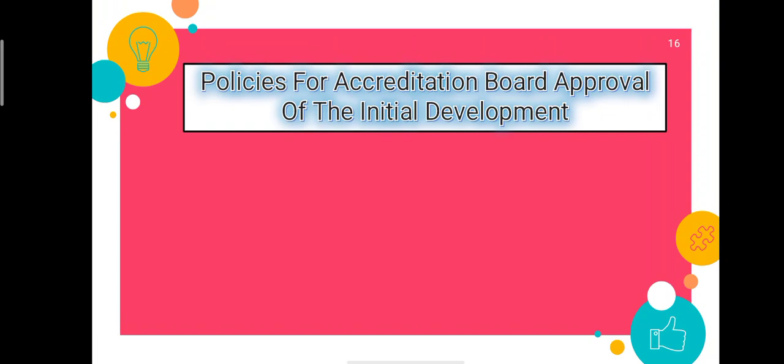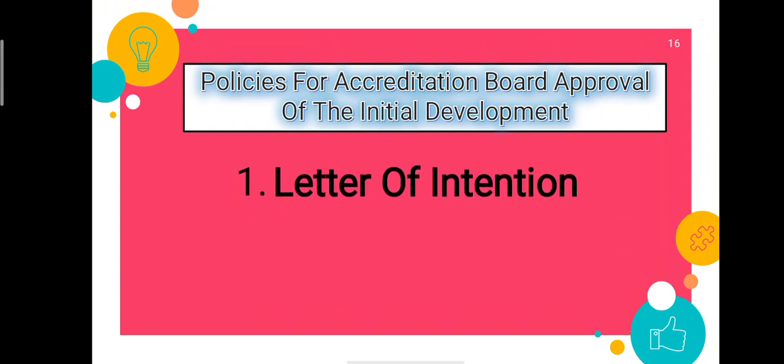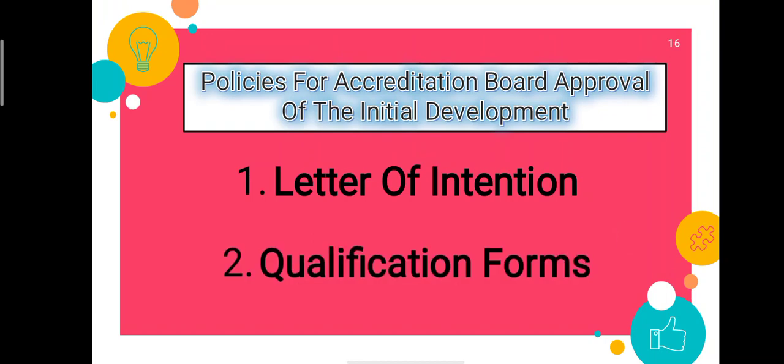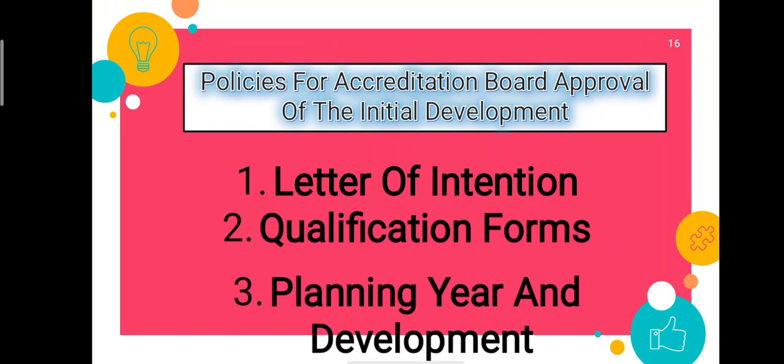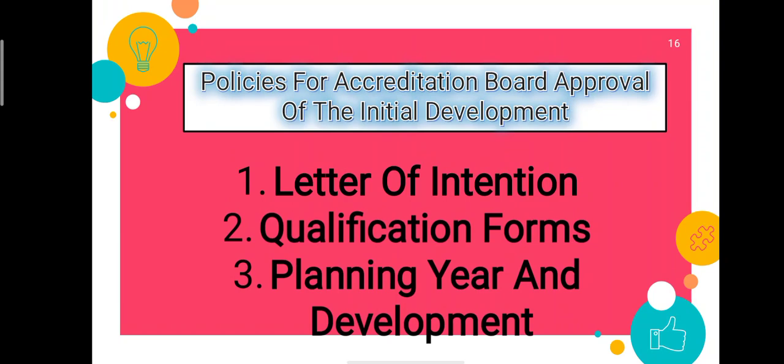Now, the policies for the accrediting board of approval of the initial development. So, what are the policies that the accreditation board needs for approving any university? Letter of intention: the university or institution should submit the letter of intention of opening their college. Qualification form: what are the qualifications that they are going to provide the students, and what are their requirements? And the planning year and development.